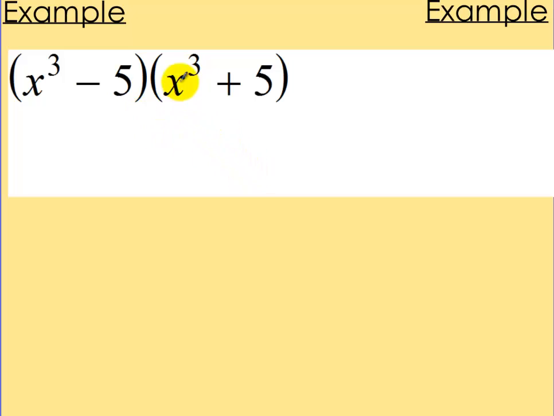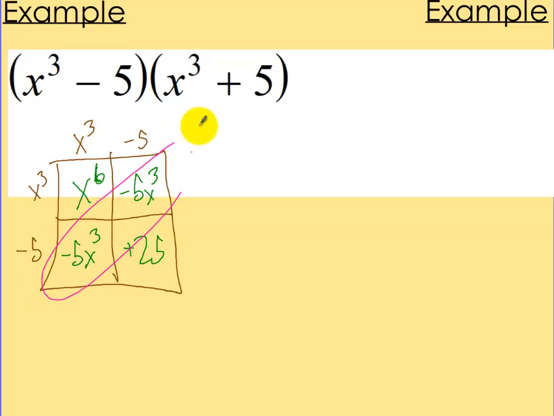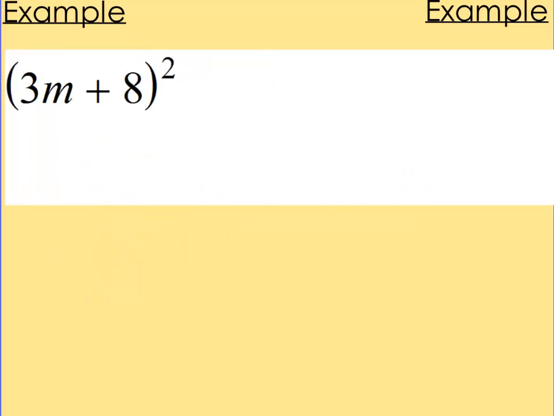All right. So, I've got cubes in here and I'm missing the squareds, but don't worry, still follow the same way. I'm going to do the box for this one though. Save me some time. So, x cubed minus 5 and x cubed minus 5. All right, so what does that multiply to? X cubed times x cubed, that's going to be x to the 6th. X cubed times negative 5 is negative 5x cubed. Negative 5 times x cubed will also be negative 5x cubed, and this will be positive 25. Adding those up, and this diagonal is like terms, so it'll be x to the 6th minus 10x cubed plus 25. Next one. Pause the video.